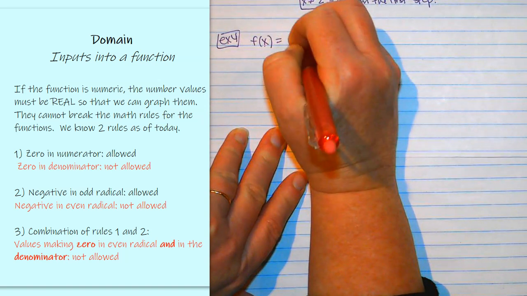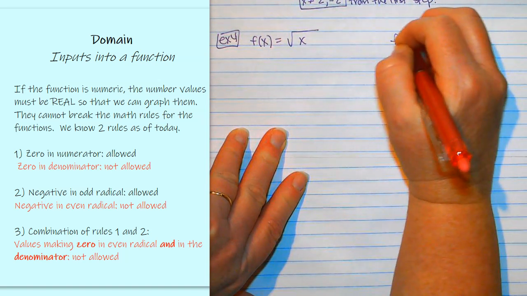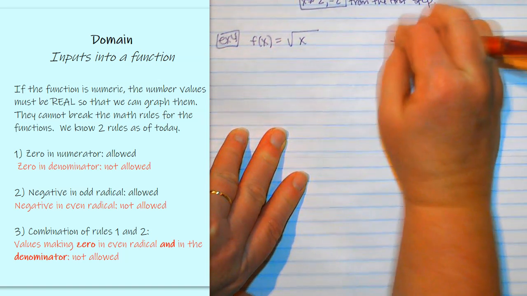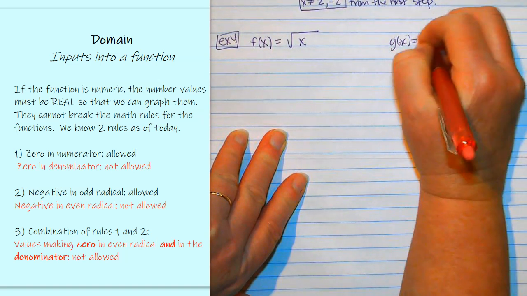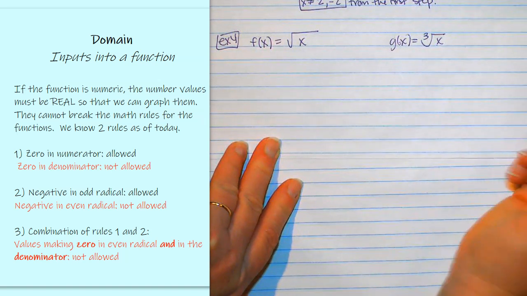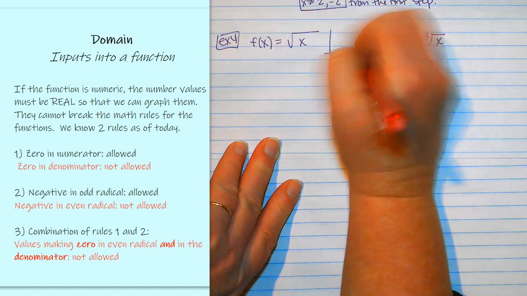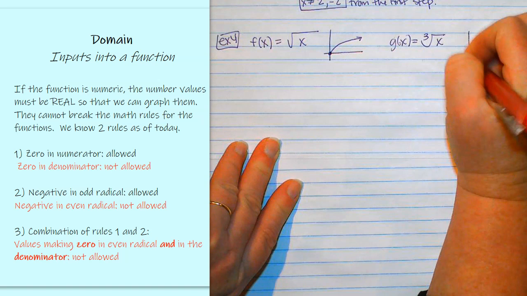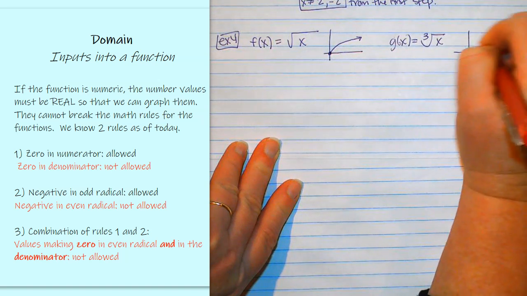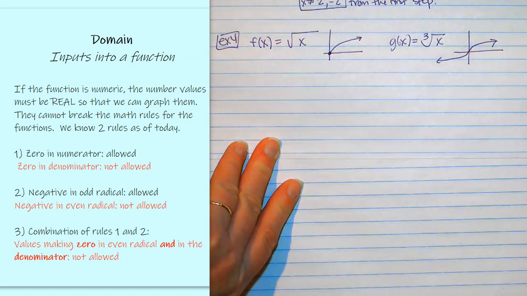Let's just do the square root of x, and let's compare it to the cube root of x. If you take this and graph it on your calculator, just real quick, I'm going to show you what it looks like. This one goes like this, and this one goes like this. So visually, it's easy to see what the domain and range are.